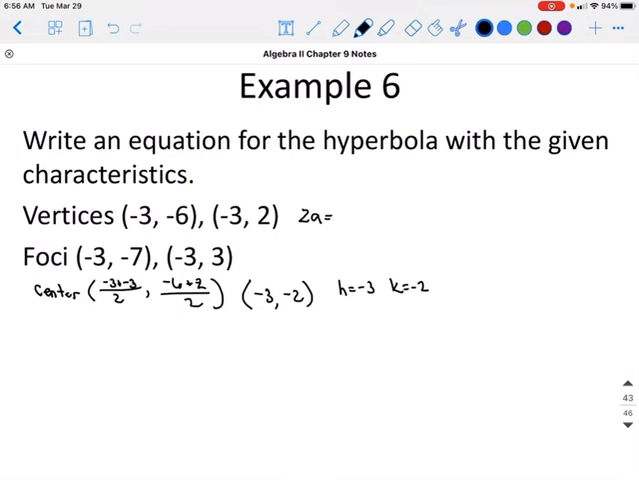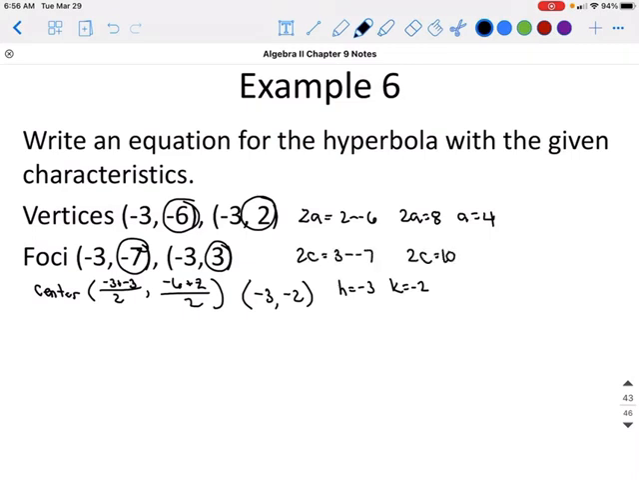We know the distance between the two vertices is 2a. This time it is not the x's, it is the y's that are changing. So larger minus smaller, where 2a is equal to 8, which means a is equal to 4. And for the foci, it's also the y's that are changing. So larger minus the smaller, we know that c is equal to 5. Again, because of the vertices and the foci, it is the y's that are changing. On our equation, we do know that means that the y is going to come first.